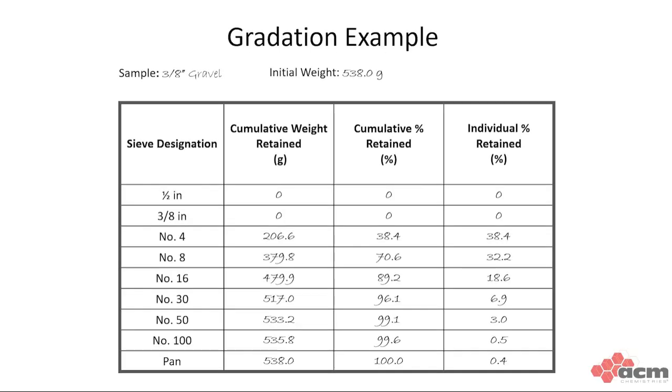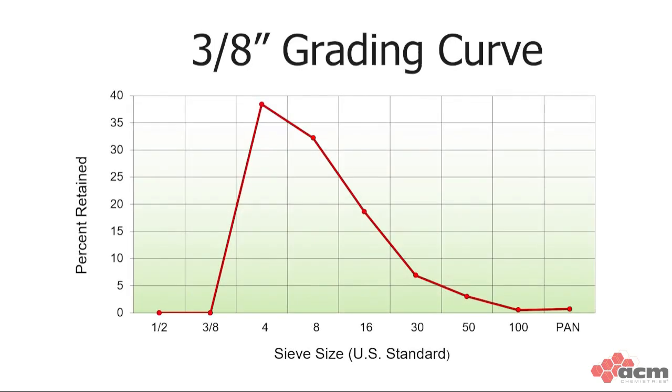Then we plot out how much is retained on each individual sieve, and the result is a graph or grading curve, with the coarser large sizes on the left and the finer small sizes on the right. This is a typical curve for a 3/8" stone. We also use the gradation results to calculate fineness modulus, or FM, which is a number that represents the average particle size.